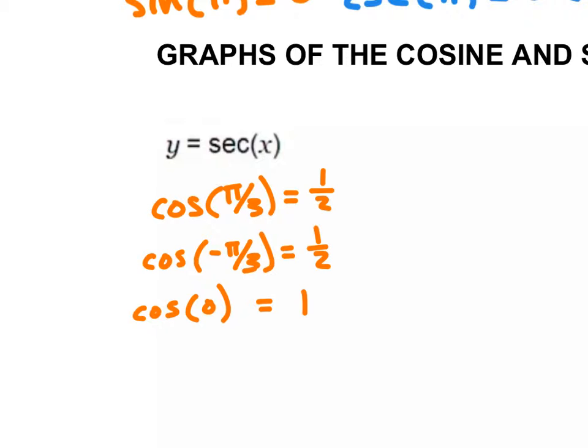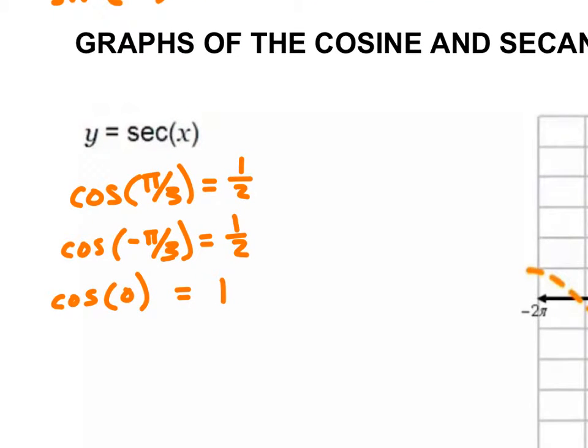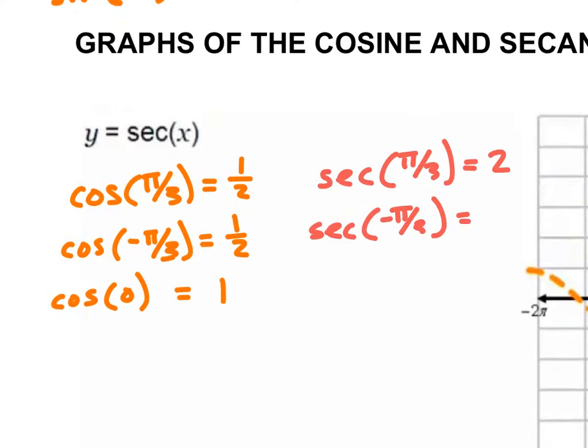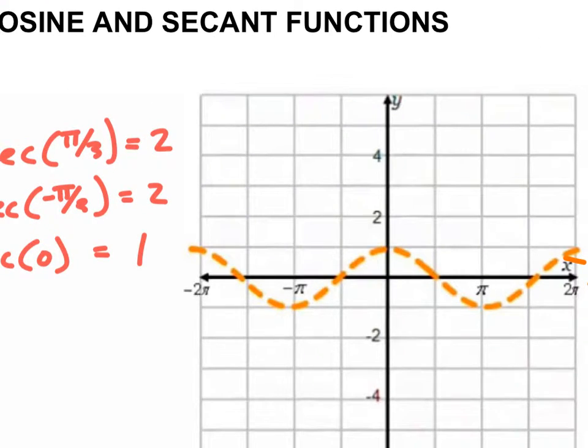So if we were to find the reciprocals of these, and we'll use red, if I do secant of pi over 3, that's going to give me 2. If I do secant of negative pi over 3, okay, that's going to give me a value of 2. If I do secant of 0, that's going to give me a value of 1. So as I come in here, pi over 3 is over here. This is negative pi over 3. Okay, values on our graph of 1/2. And then at 0, we've got a value of 1.